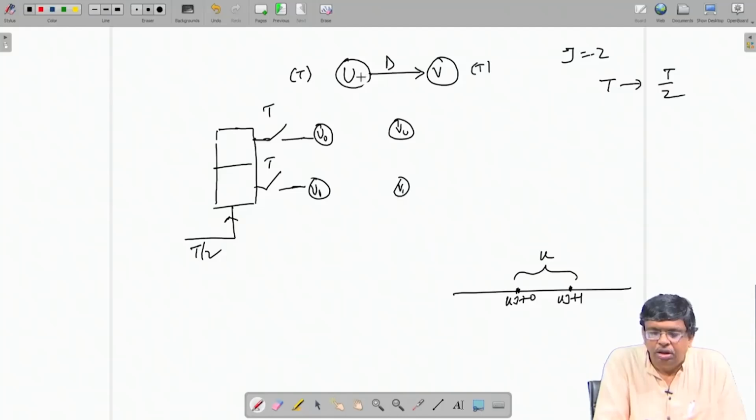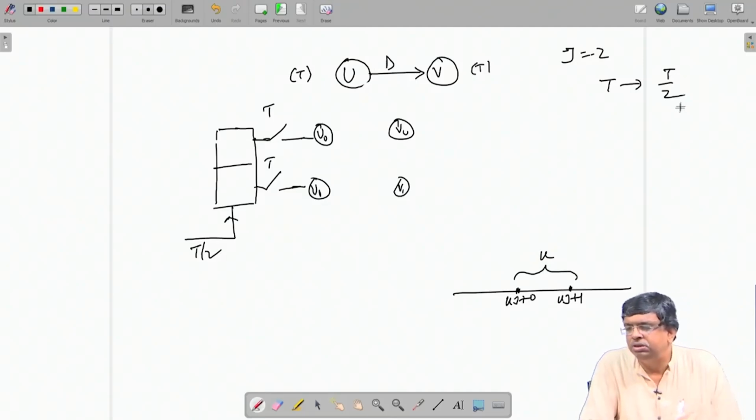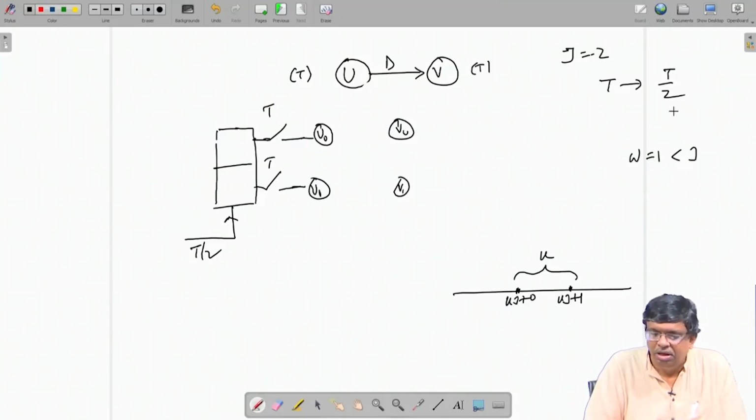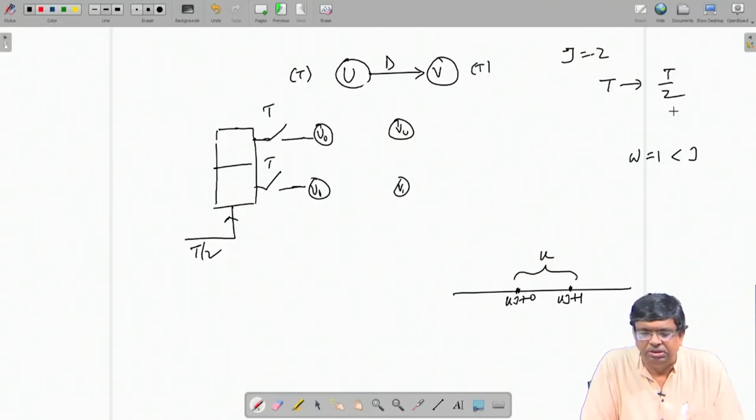I know that after U, I have to give one input cycle delay. Okay, one input cycle delay. Remember, here W is 1, but J is 2. So, W is less than J. Here W means less than J, because J is 2. So, this is the case I considered in the previous case, page.